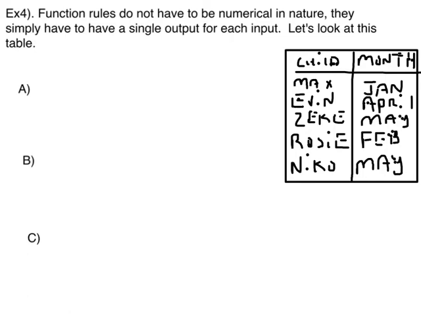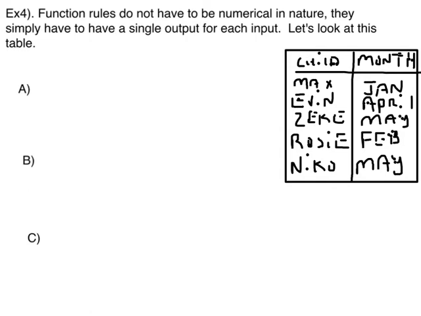Alright, now in exercise 4, basically they tell you function rules do not have to have numerical values in nature. They can just simply have some sort of relationship where each input has exactly one output. And if you look at this table here, we've got child versus month, so we've got kids like Max, Irvin, Zeke, Rosie, and Nico. And on yours, a much clearer picture than mine, you've got months that come in January, May, February, all that good stuff.